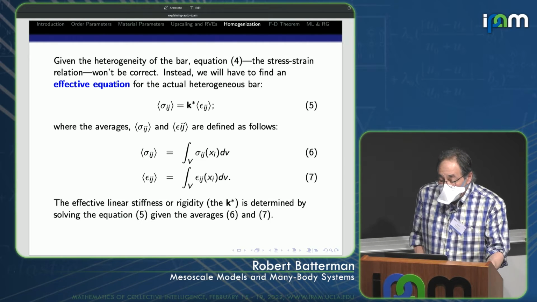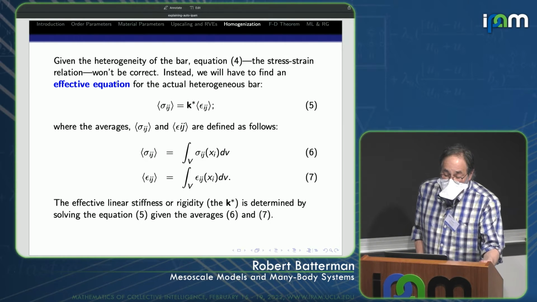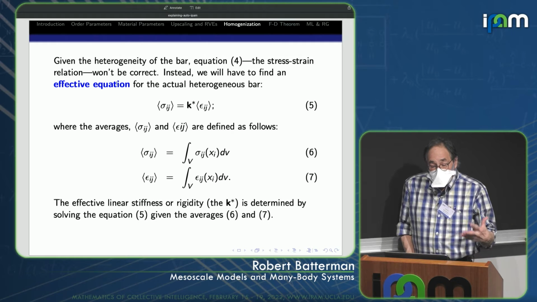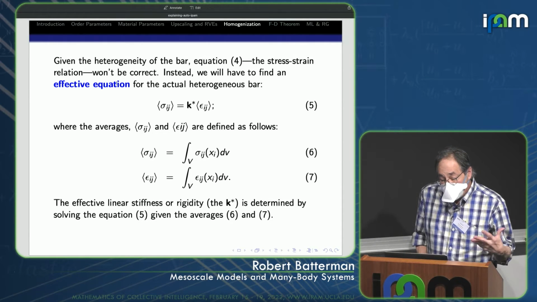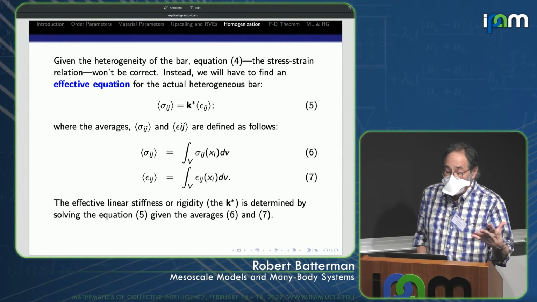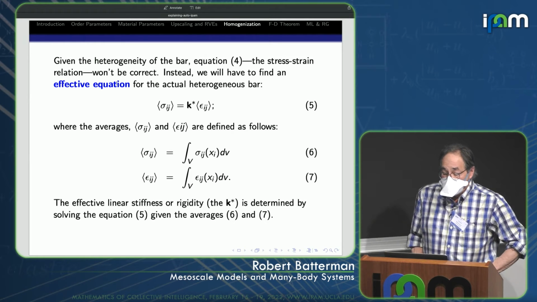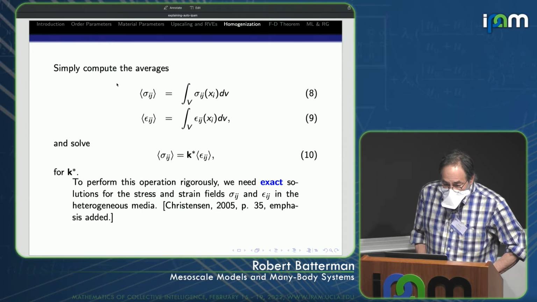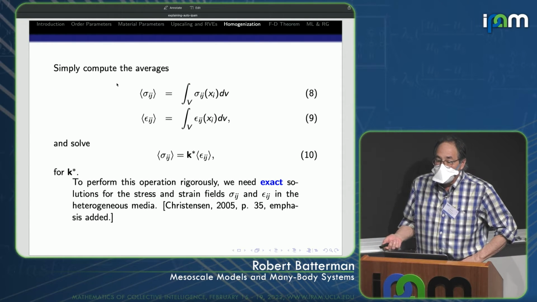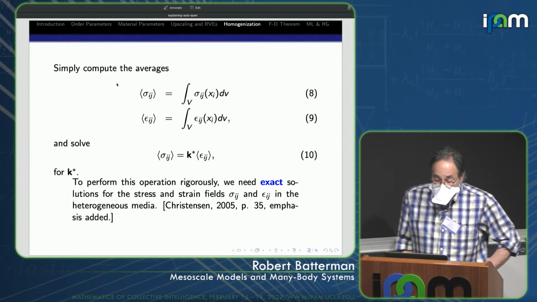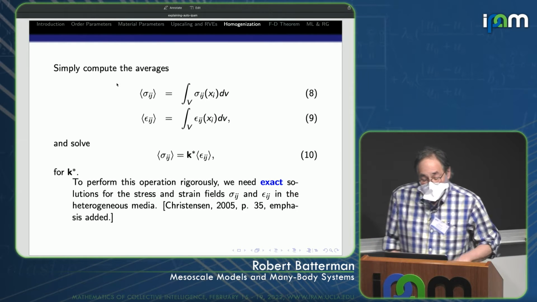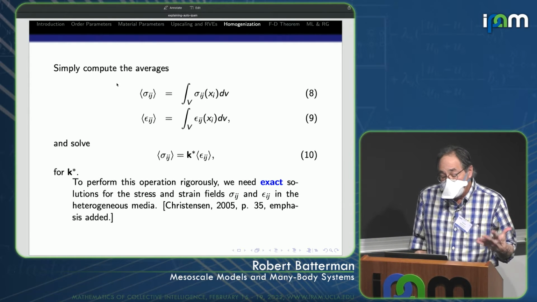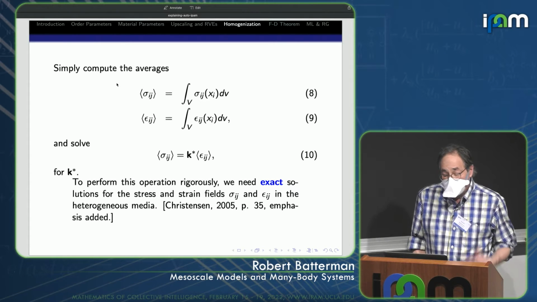Those averages are volume averages defined by 6 and 7, and the effective linear stress stiffness or rigidity, K star, is determined by solving 5, given the averages 6 and 7. And that looks like a completely easy problem. Simply compute those volume averages and solve that equation for K star. But in order to perform that operation rigorously, we need exact solutions for the stress and strain fields.